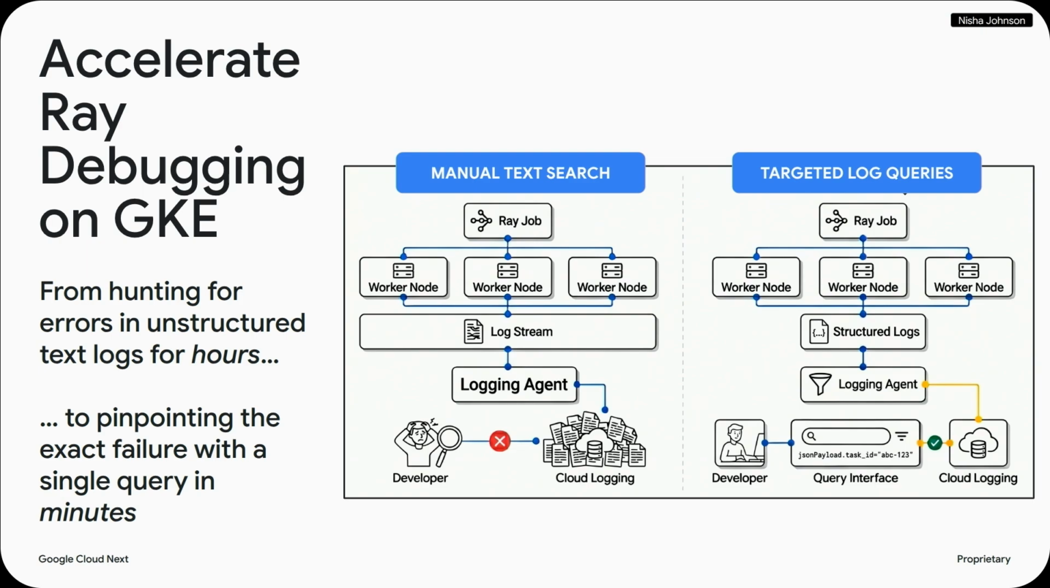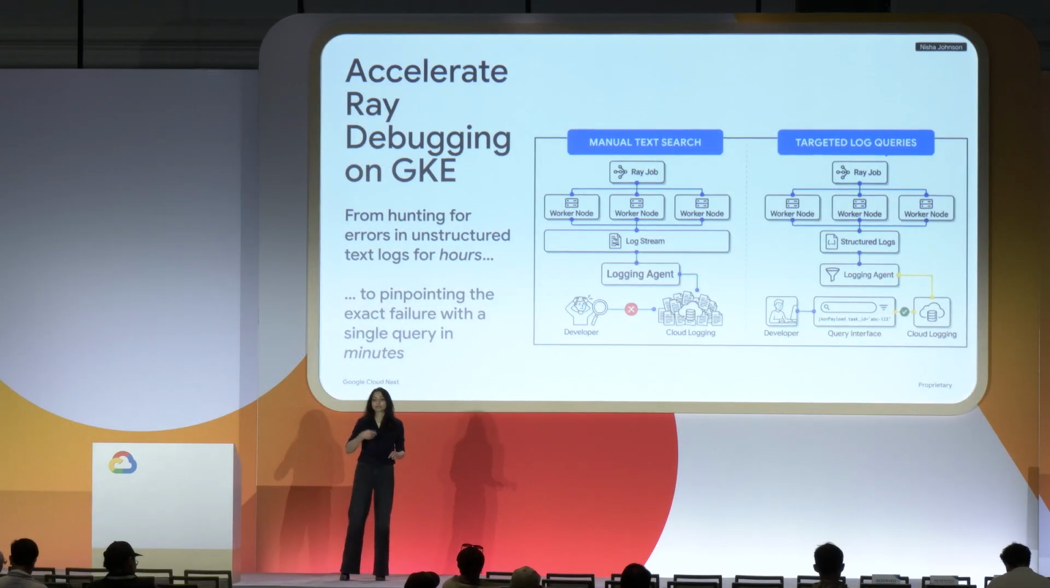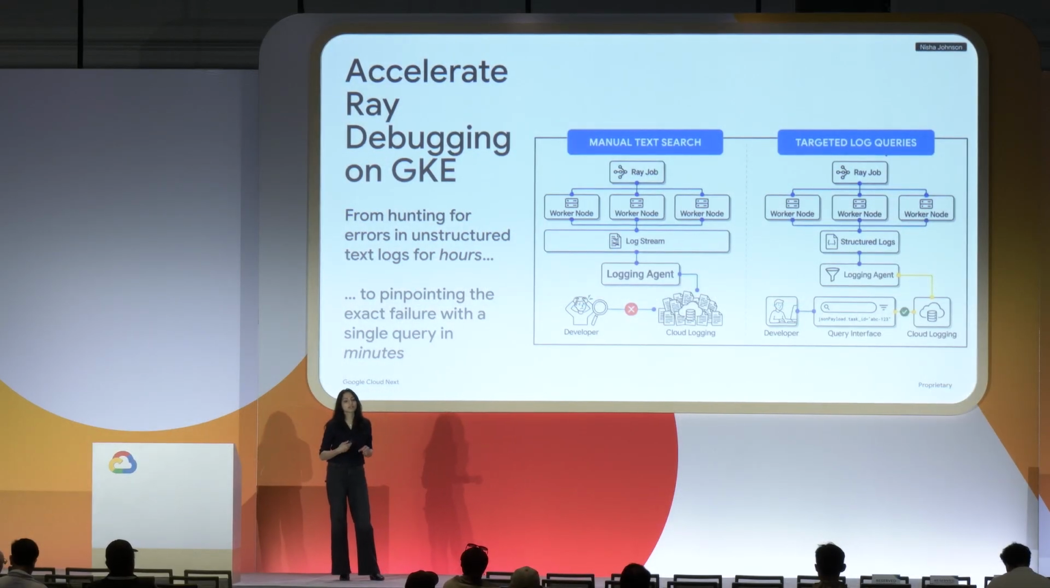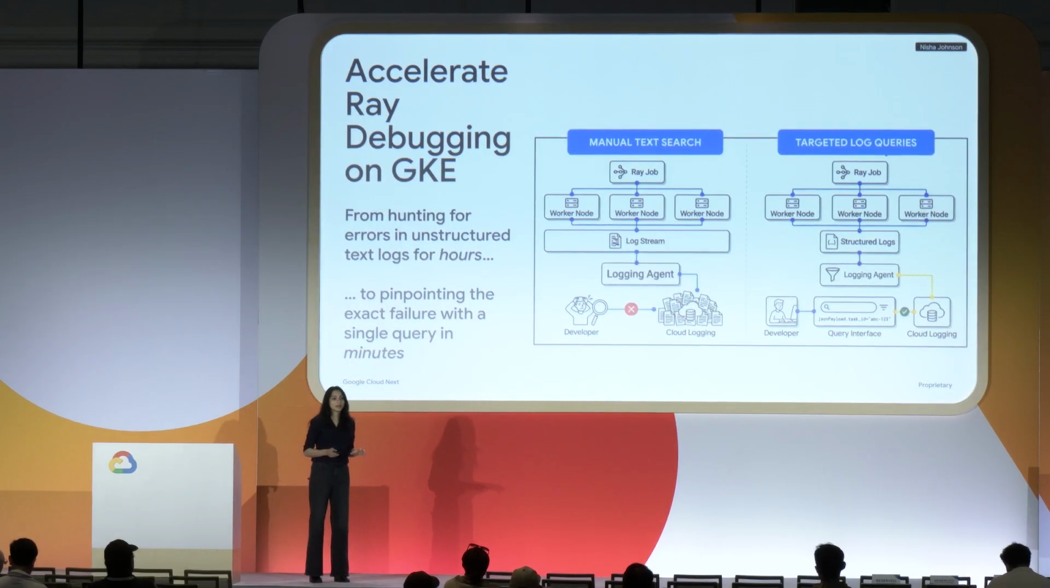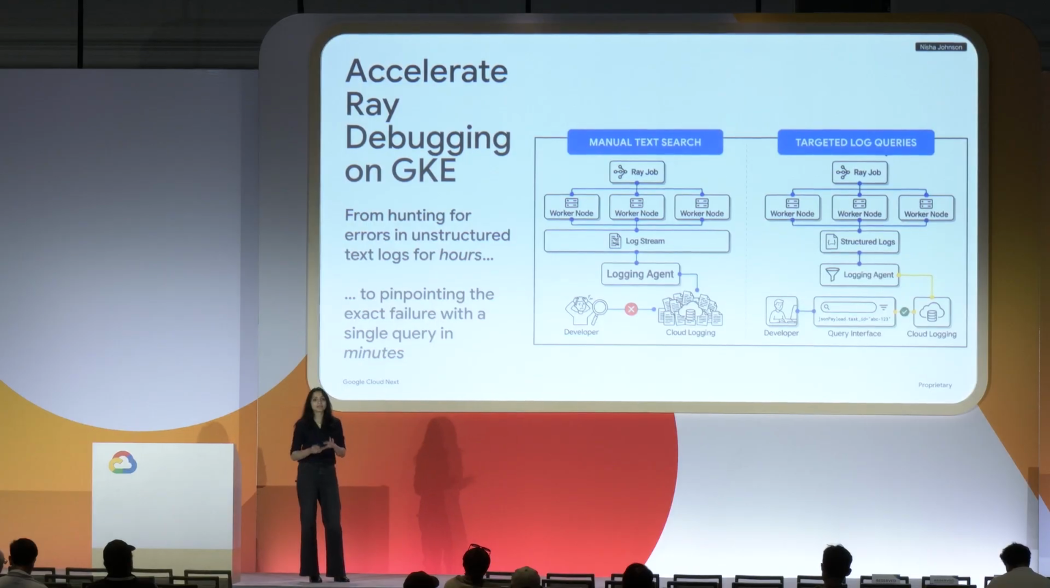Another observability pain point is that when Ray jobs run, all the processes are generating massive amounts of unstructured text and just dumping it into a text stream. And when you have to debug an error, you have to sort through all of this unstructured data, looking for that one line that will show you why the task failed. Structured and severity logging solves this by formatting the logs into JSON right at the source, and it makes every field searchable.